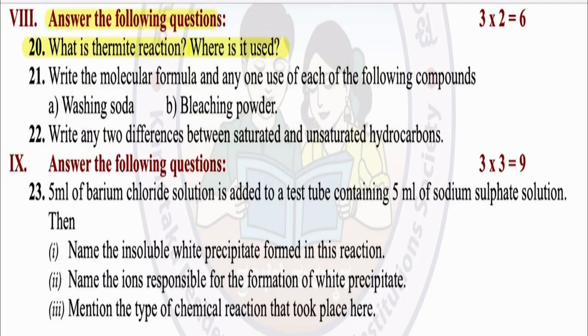So these are all the questions repeated from the model question paper provided by the KSEB board. You can also check that video. Question number 21. Write the molecular formula and any one use of each of the following compounds. A, washing soda, and B, bleaching powder.